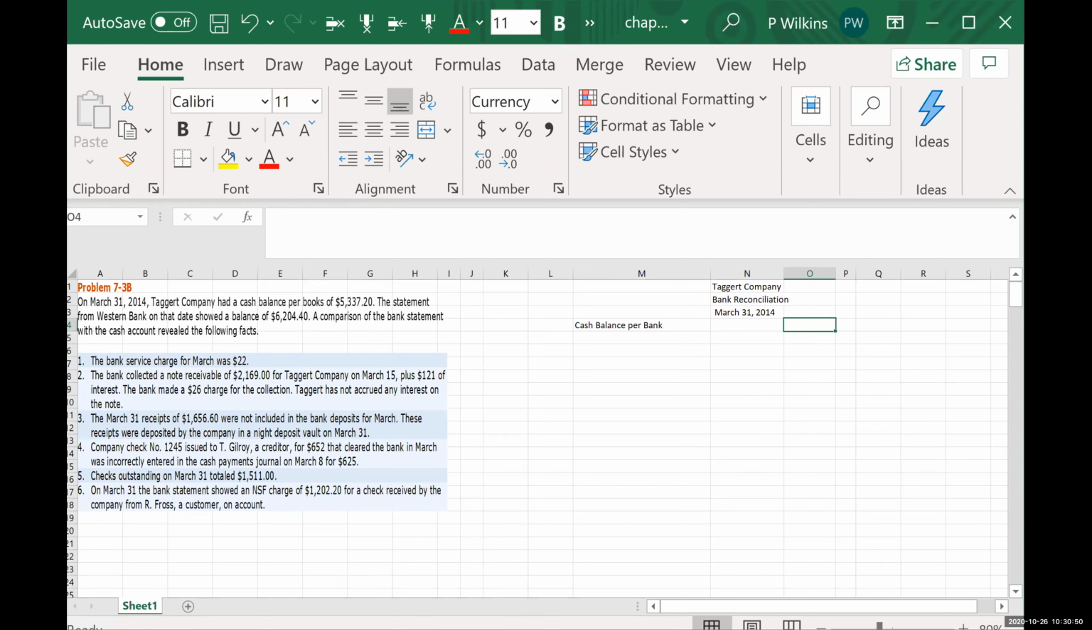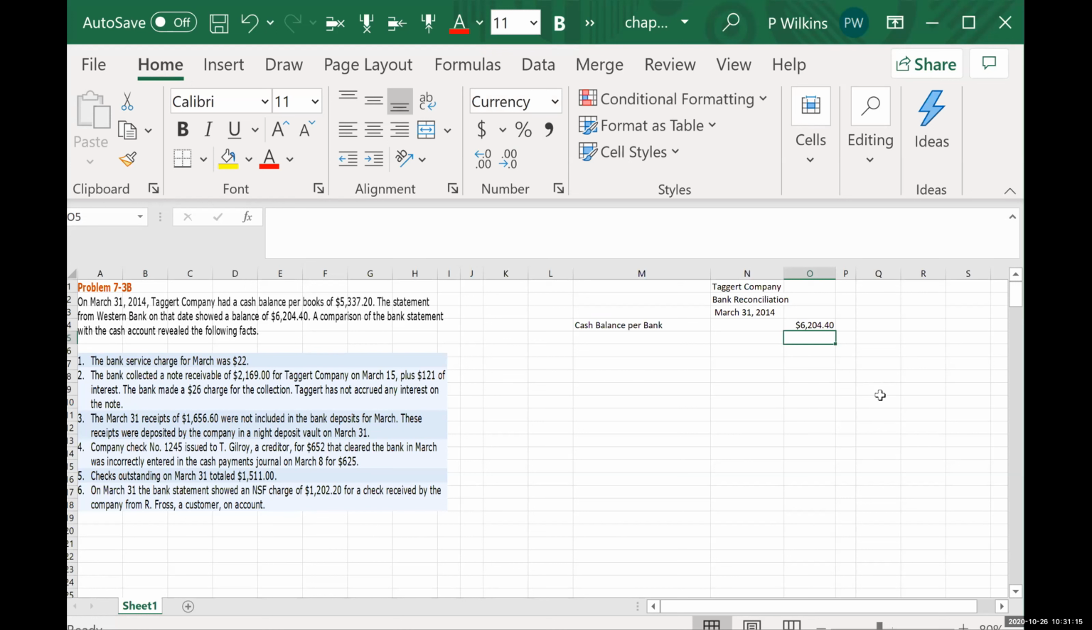So if we look at this, it says Taggart Company had a cash balance per books of $5,337.20. The statement from Western Bank on that date showed $6,204.40. So $6,204.40. Okay, that's the balance per bank.